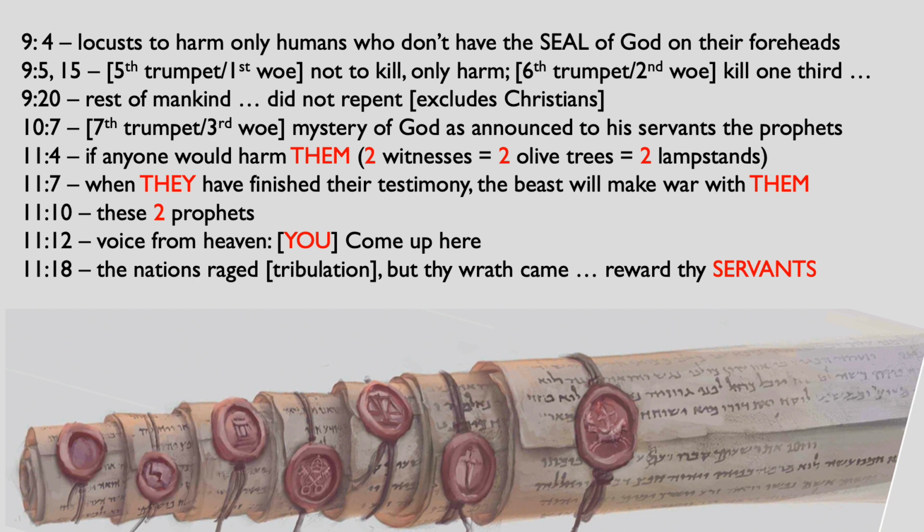And those that dwell on the earth, these are the unbelievers, the godless, ungodly non-Christians, as opposed to the two witnesses, the two olive trees, the two lampstands, which are God's people. It says here that those who dwell on the earth will rejoice over them and make merry and exchange presents, because these two prophets had been a torment to those who dwell on the earth. Those that dwell on the earth are the non-Christians. The two prophets, the two witnesses, the two olive trees, the two lampstands are Christians.